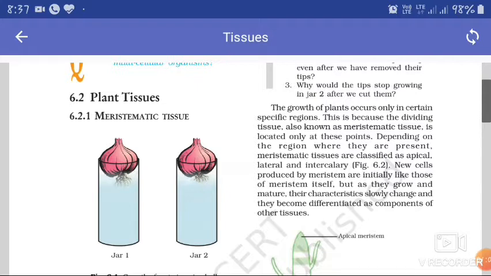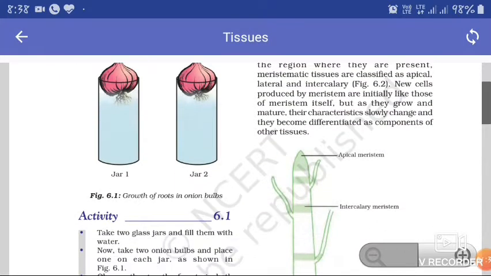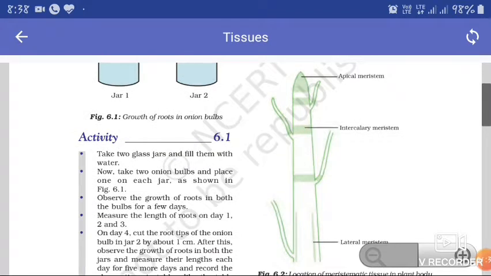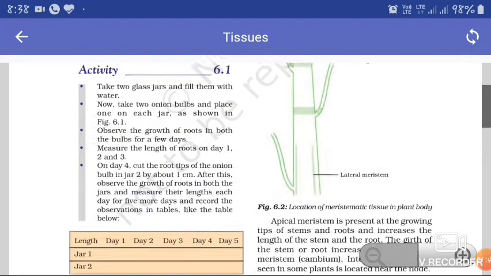Meristematic tissues are classified as apical, lateral, and intercalary meristem. New cells produced by meristem are initially like those of meristem itself, but as they grow and mature, their characteristics slowly change and they become differentiated as components of other tissues. Here is the diagram: apical meristem, intercalary meristem, and lateral meristem.